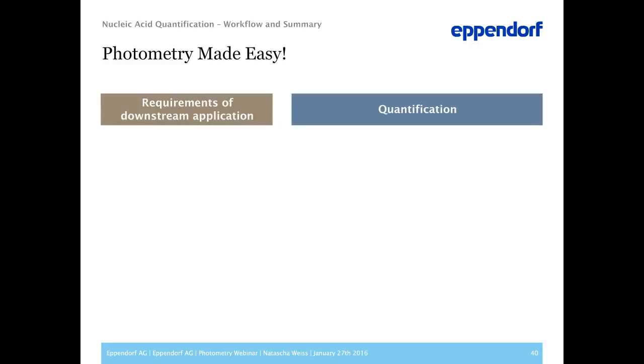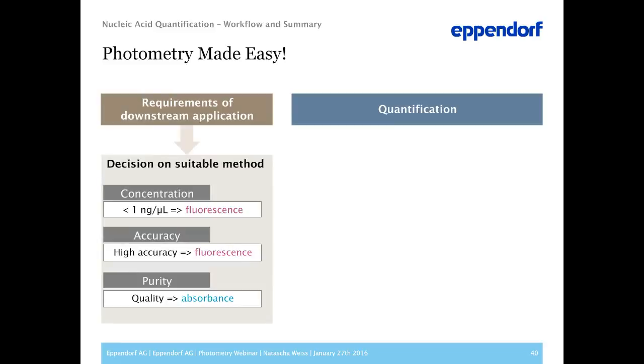This is now the last slide of my presentation with a short summary of the present content. Be aware of the requirements of your downstream application regarding the concentration and purity of the nucleic acid sample. This does not only affect the choice of the purification method, but also the decision on the method for quantification. Questions to think about are the expected concentration and potential contaminants which can lead to increased readings or may have an influence on follow-up reactions.